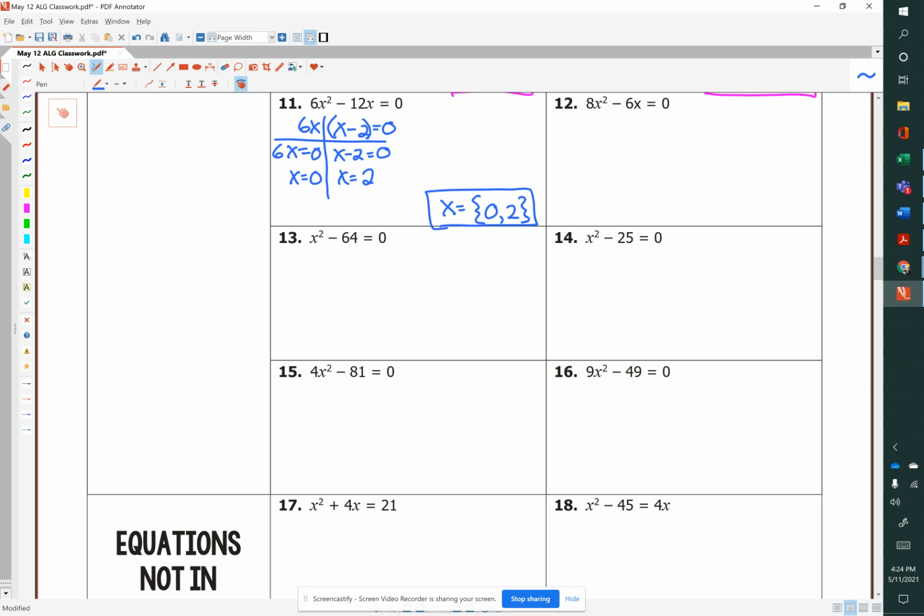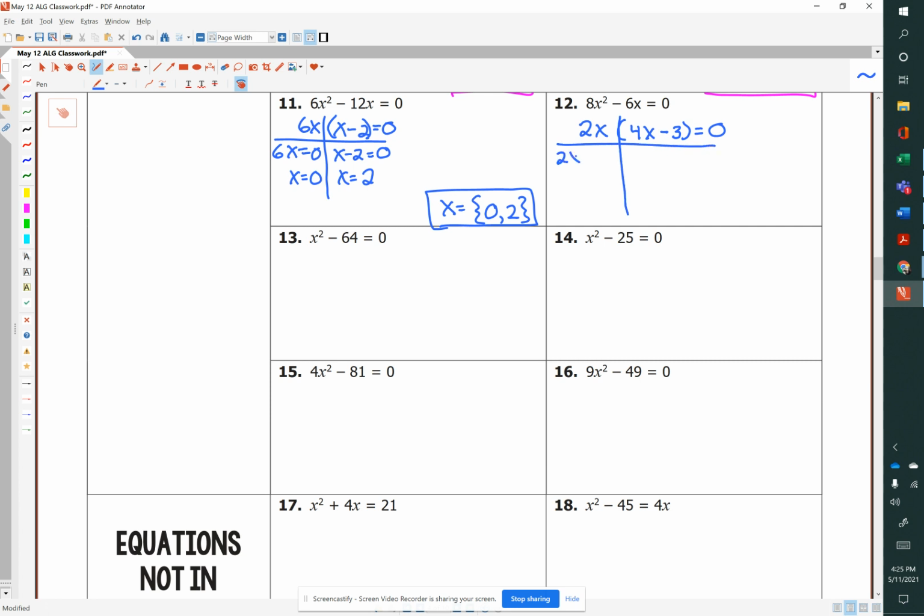In number 12, let's factor out a 2x, which leaves us with 4x minus 3 equals 0 on the right side. Let me just rewrite that a little more neatly so you can read it. So we're factoring out the 2x, which leaves us with 4x minus 3 equals 0.